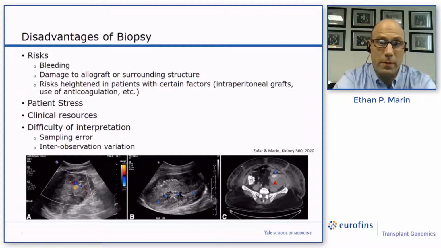The risk of biopsy is heightened in many of our patients who are either on anticoagulation or have anatomic reasons why biopsy is more challenging. Biopsies involve a lot of stress on the patient in many cases and involve a fair bit of clinical resources in terms of clinic space, clinician time, other staff time, ultrasonography, et cetera. Lastly, the interpretation of the biopsy can be challenging. There is sampling error that can occur, and further, there's well-documented inter-observer variation in the reads of biopsies amongst pathologists.